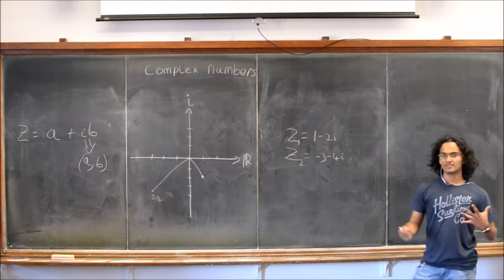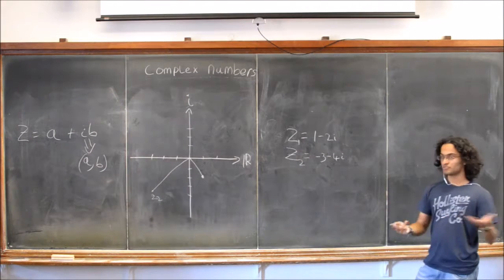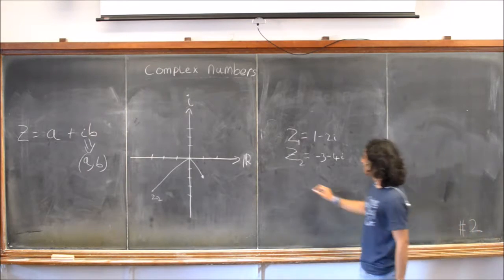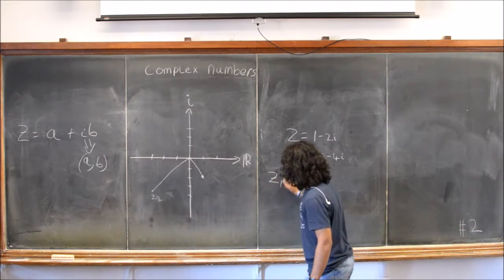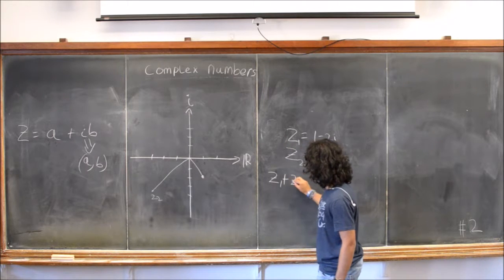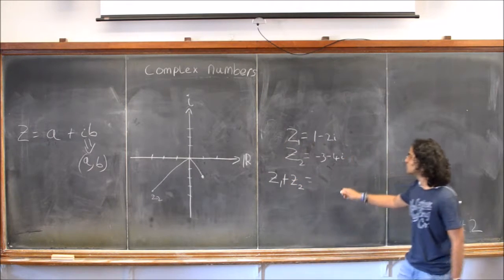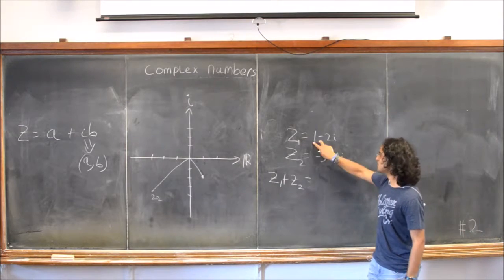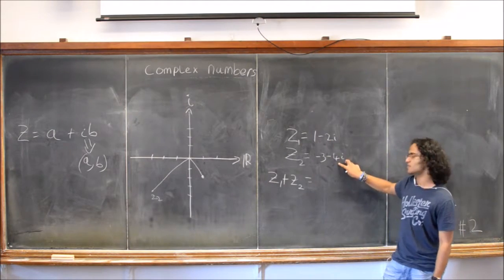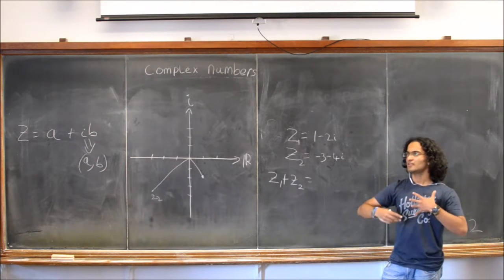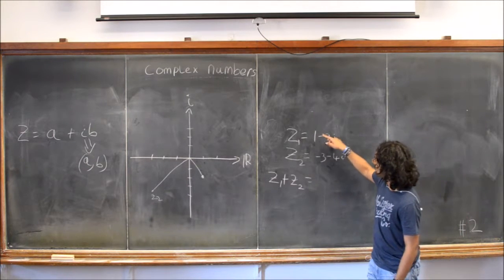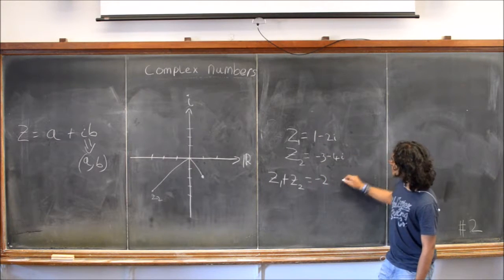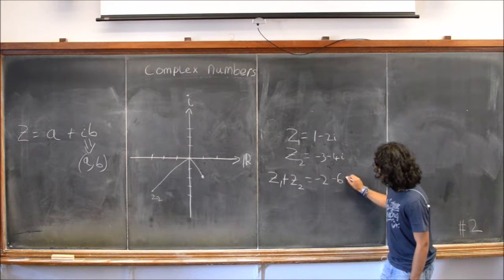Now, with complex numbers, let's say we wanted to add the two. We often do that, we use it all around the place. So let's say we have z1 plus z2. You just add these in the normal kind of fashion, but you have to add them separately. You have to take the real part separately, and the imaginary part separately, like you would with Cartesian coordinates. So when you add these two numbers, we get minus 2. When we add these two numbers, we get minus 6.